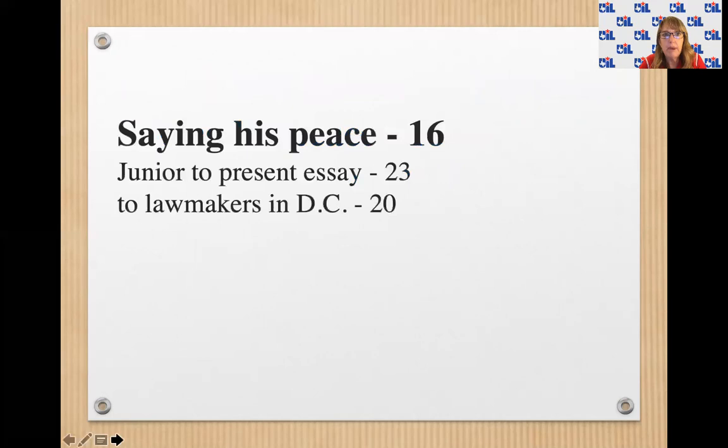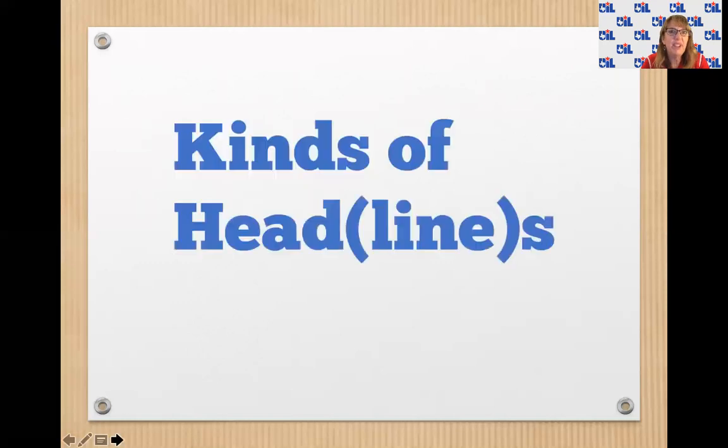So this is what I came up with. Saying his piece. Notice we spell peace like peace, not war, not like a piece of paper. Saying his piece, Junior to present essay to lawmakers in DC. And that secondary headline, Junior to present essay to lawmakers in DC, is concise. It's the news piece of it. And then saying his piece is kind of cutesy. It's fun. It brings the reader in. So that's what we're looking for in the main headline. That's where you get to be creative, but you got to be quick because you only have 30 minutes.